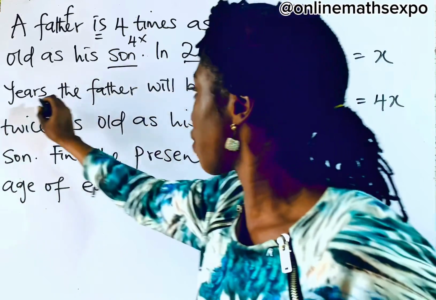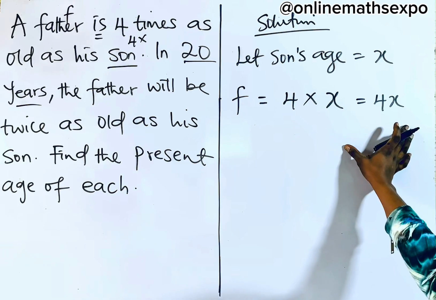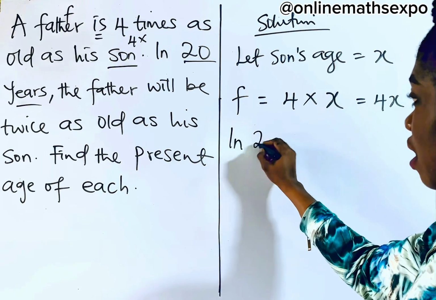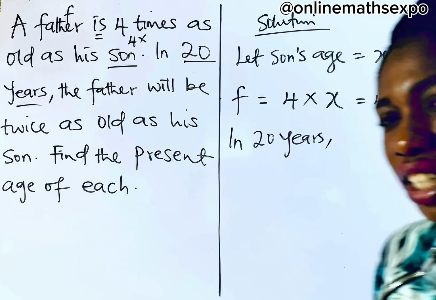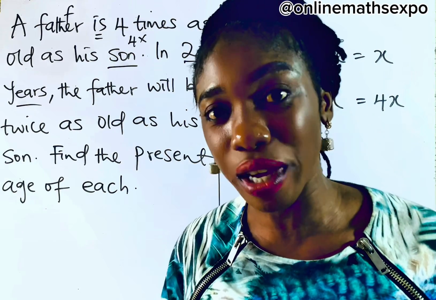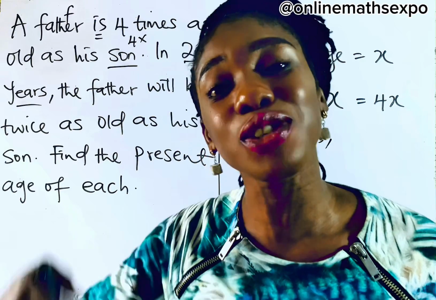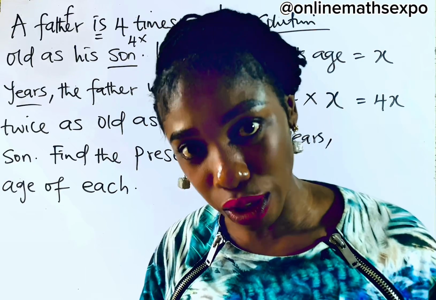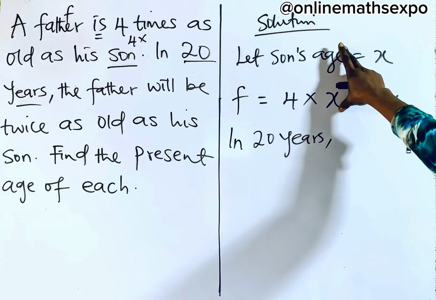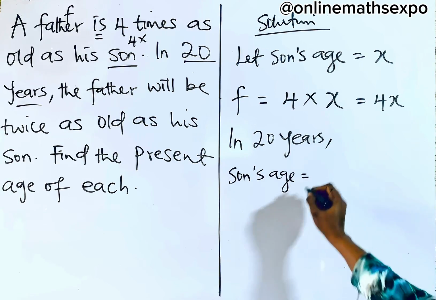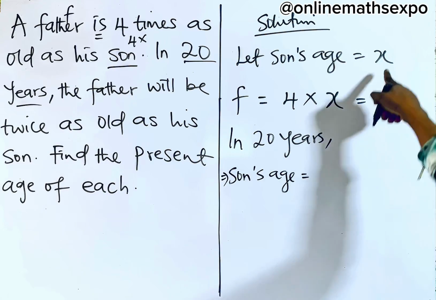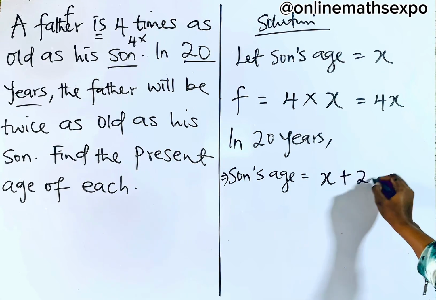In 20 years to come, that means he's still coming. This has an effect on this statement. You need to remember in 20 years to come, the son will not remain the same way he is now. His age has to increase, likewise the father's age. So it takes effect on the statement. So we're going to have son's age in that 20 years will be x plus 20.